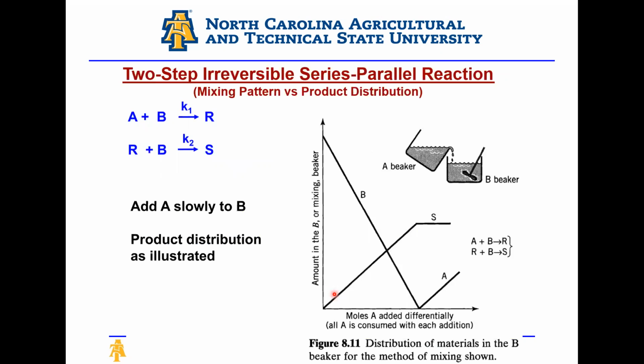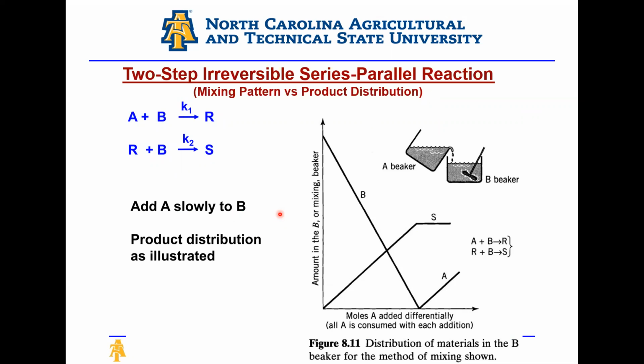Okay. So now let's talk about some qualitative ideas when we're comparing the mixing patterns versus the product distribution. The first thing, in this case, let's say I have a two-step irreversible series parallel reaction. So we've talked about series reactions, we've talked about parallel reactions. Let's talk about a system where I have both series and parallel reactions at the same time.